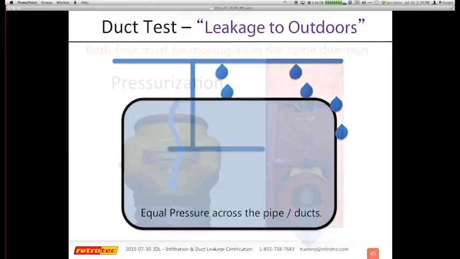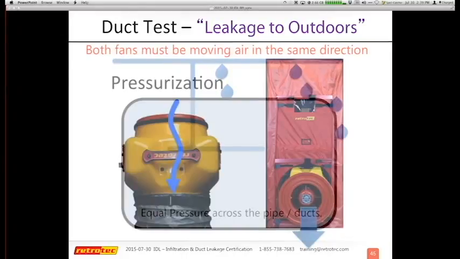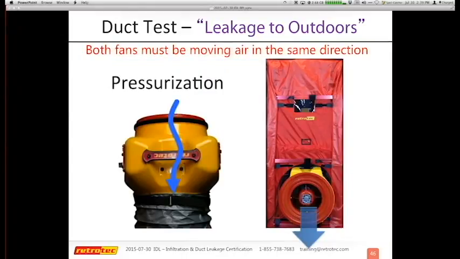My goal is to find out what outside the envelope is the leakage. A couple of things to remember when you're doing that. Whichever way one fan is going, the other fan must be doing the same thing. So if I'm pressurizing the duct system, I must be pressurizing the house. They must be moving air in the same direction. That's one of the always confusing things that happens.